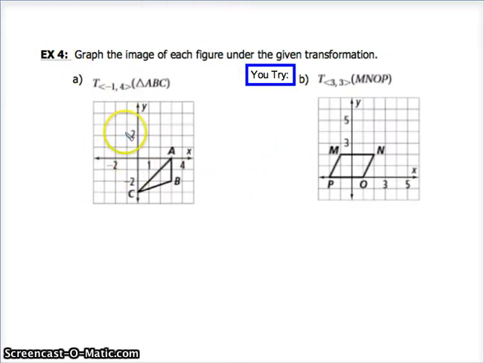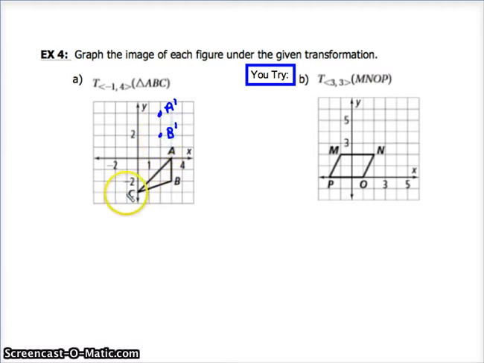This time we just have to move the figure with the given translation. This tells me that I'm moving now to the left 1 and up 4. So I'm just going to take each one of these points and move it to the left 1 and up 4. I'll start with A, left 1, and then up 4. Label that A prime. For B, I'm moved to the left 1 and then up 4. 1, 2, 3, 4. That's B prime.